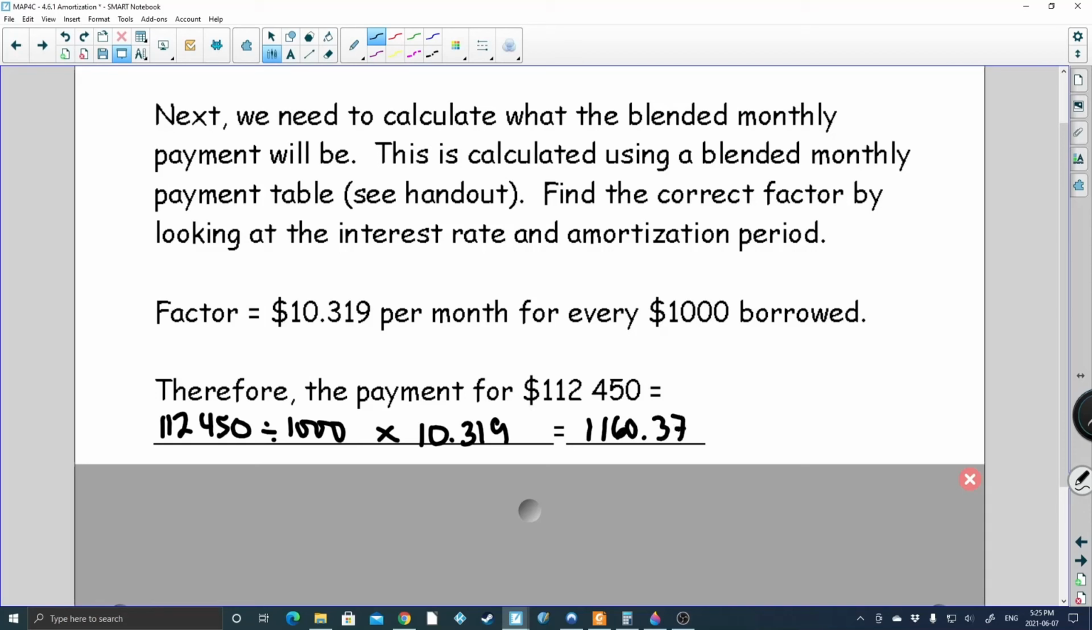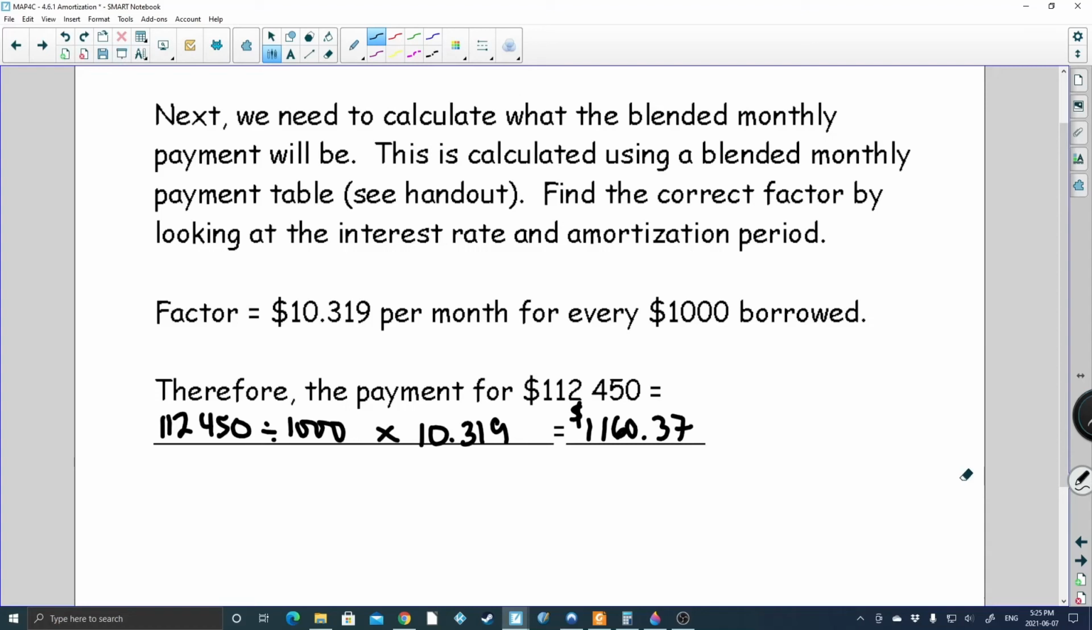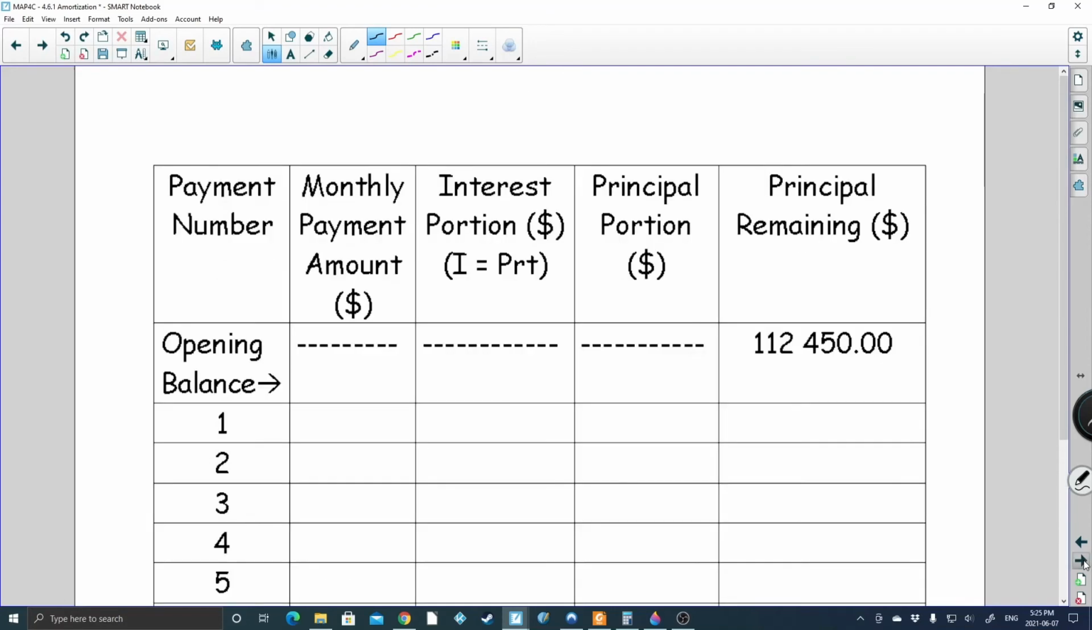Okay. So that is going to be the quantity that goes into the table over and over again. So 1160.37. Let me go to the table here. So here we're going to put 1160.37, and 1160.37. Okay, so that is called the blended monthly payment.